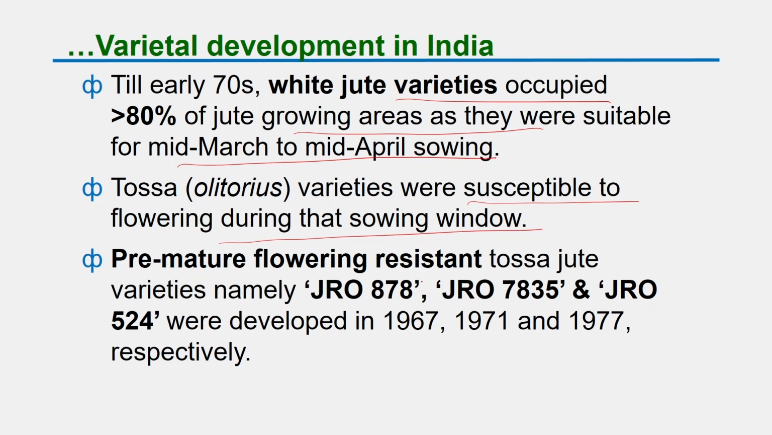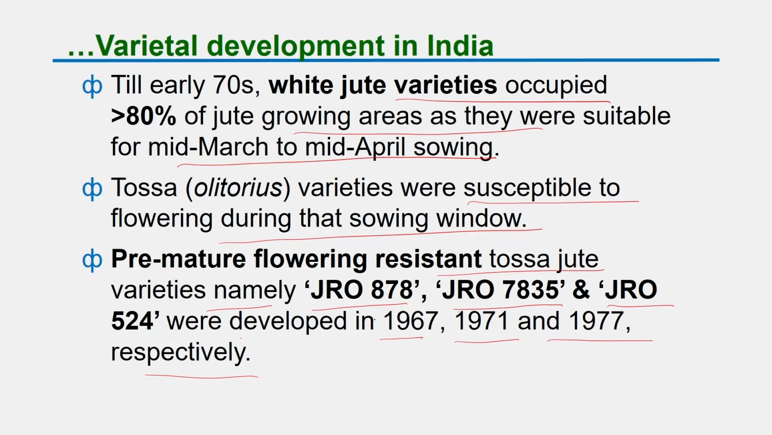So premature flowering resistant Tosa jute varieties, namely JRO 878, JRO 7835 and JRO 524 were developed in 1967, 1971 and 1977 respectively. So these varieties were very, very important that helped to increase the area under olitorius jute.